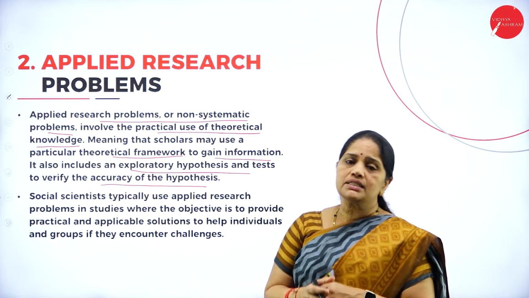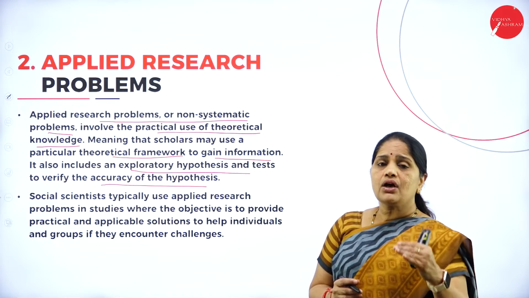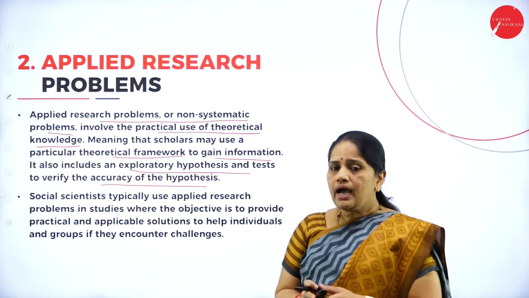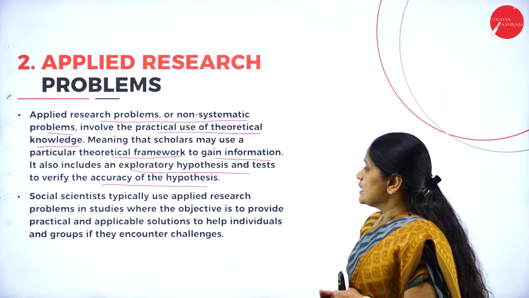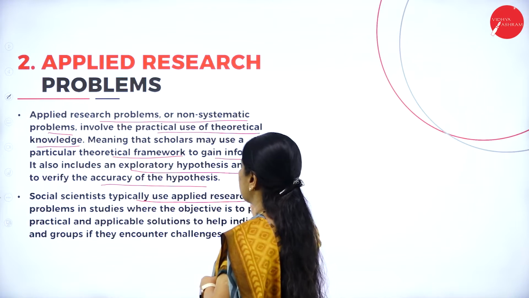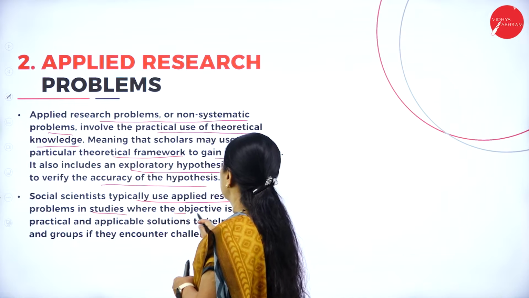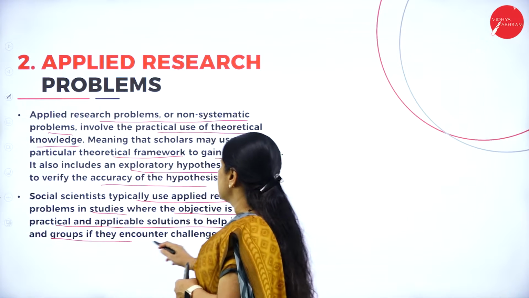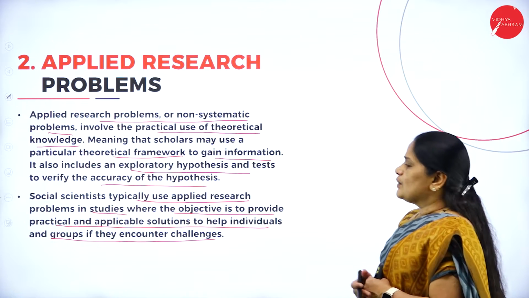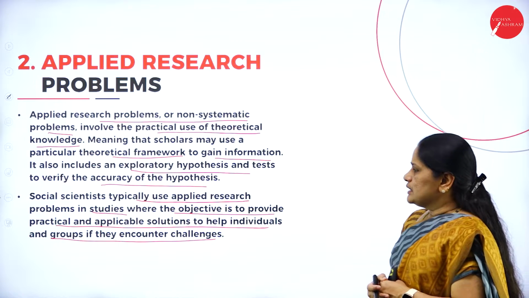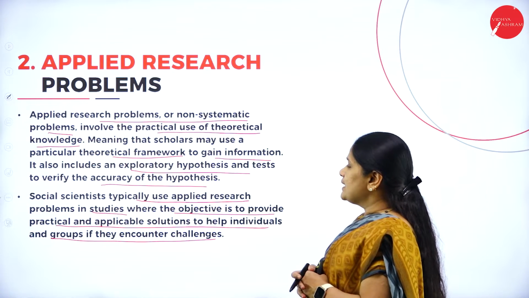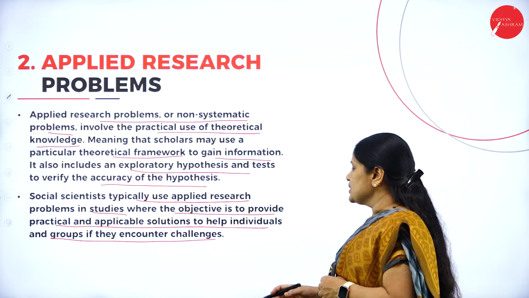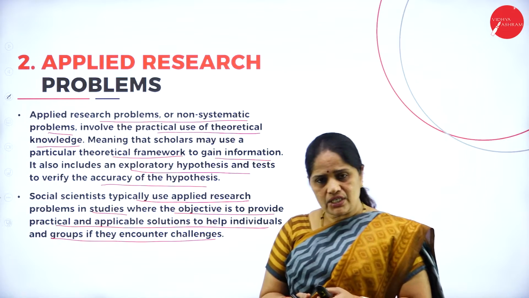In applied research, we can always test how the theoretical knowledge and research problem has evolved. What hypothesis have they used, and what is the proof for their hypothesis? Social scientists typically use applied research problems in studies where the objective is to provide practical and applicable solutions to help individuals and groups when they encounter challenges.